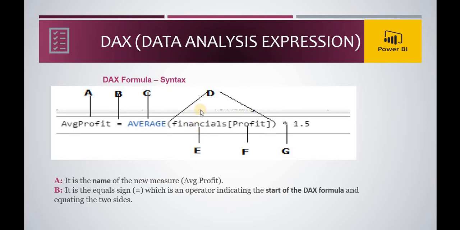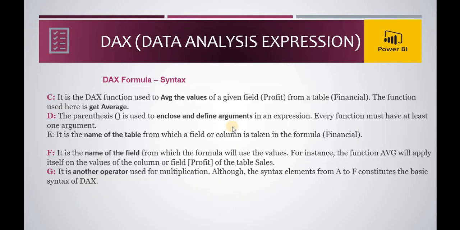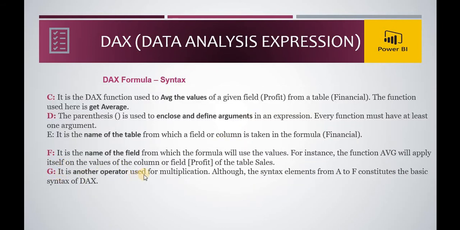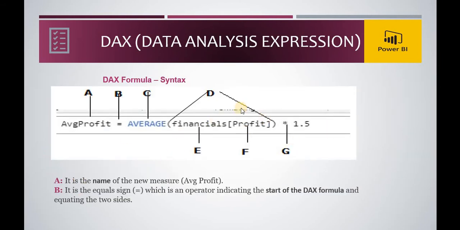In our case, the sheet or table name is Financial, and F is the name of the field from which the formula will use the values. For instance, the average function will apply itself on the values of the column or field Profit of the table Financial. So whatever operation we are doing on the particular column, we define it under these brackets. And G is another operator used for multiplication, although the syntax elements A to F constitute the basic syntax of DAX. Whatever operation we want to do, we can use it. So this is the way of creating a DAX formula inside Power BI.